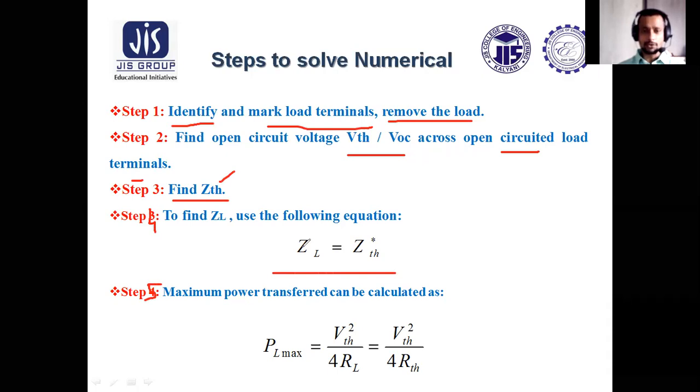Okay. So if you are asked to determine the load impedance for which maximum power transfer will take place, first you need to find ZTH, then equate this equation, and you'll get the load impedance for which maximum power will be delivered. And the last step is find maximum power by using this formula. Okay. So these are the steps involved. Let us follow these steps to solve a numerical.